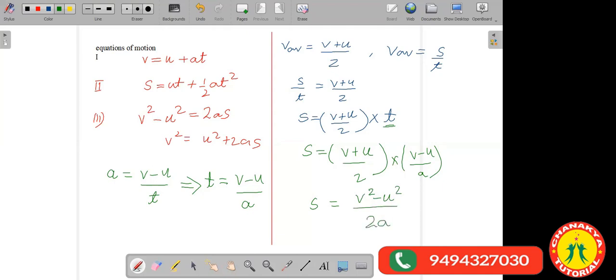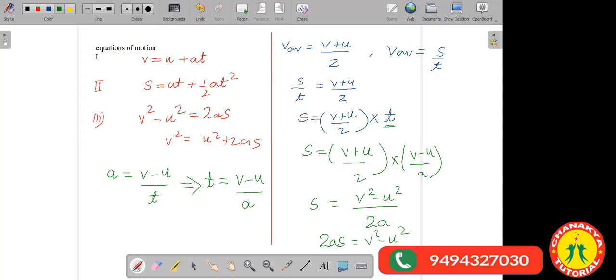Now, how can we get this third equation of motion? One can transpose 2A to the left hand side. We will get here 2AS equals V squared minus U squared. So in this way, we get the third equation of motion: V square minus U square equals 2AS. This is the third equation of motion.